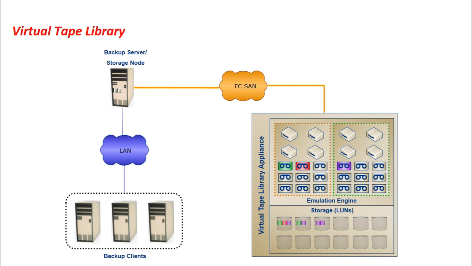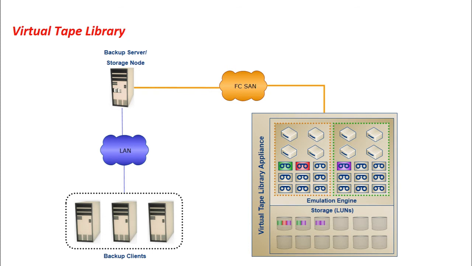Even though the virtual tapes are based on the disks which provide random access, they still emulate the tape behavior. A virtual tape library appliance offers a number of features that are not available with the physical tape libraries. Some virtual tape libraries offer multiple emulation engines configured in an active cluster configuration. An engine is a dedicated server with customized operating system that makes physical disks in the virtual tape library appear as tapes to the backup application.